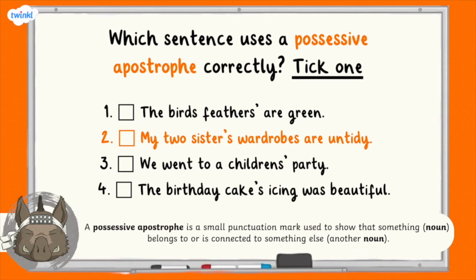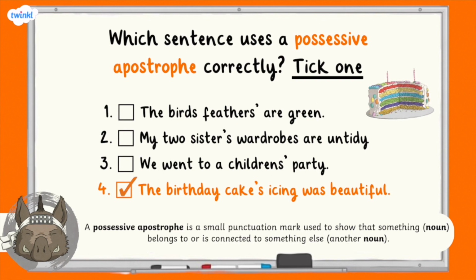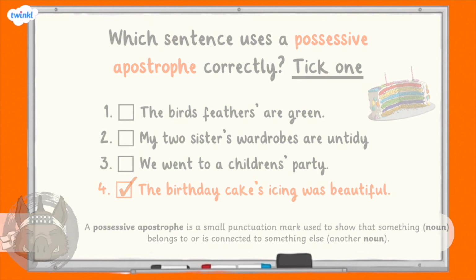Sentence 3 uses an apostrophe after the s of the noun to which the party belongs. However, children is an irregular plural noun without the s, so we should have the apostrophe before it. So this one is incorrect. Therefore, sentence 4 must be correct, but we must check. The icing belongs to the birthday cake and there has been an apostrophe and an s added in the correct order. Sentence 4 is correct and should be ticked.